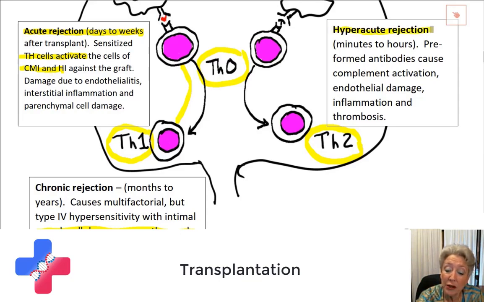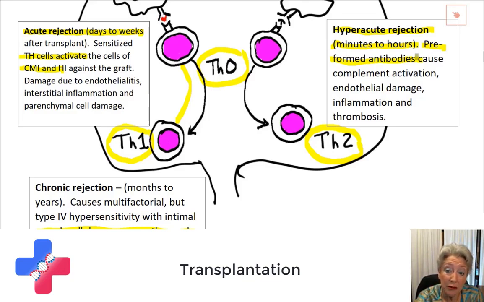Hyperacute graft rejection, as I said, is something you do not want to see because it's going to happen within minutes to hours of the engrafted organ being put into place. And it's caused by preformed antibodies causing a reaction, complement activation, destruction of endothelial cells, inflammation, and thrombosis. And so it will immediately cause the failure of the organ and its failure to perfuse normally.